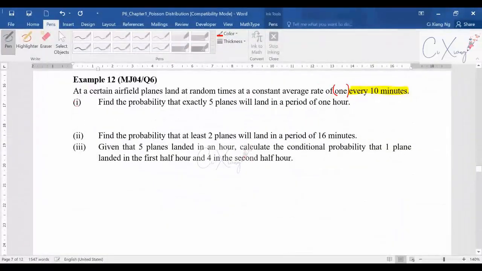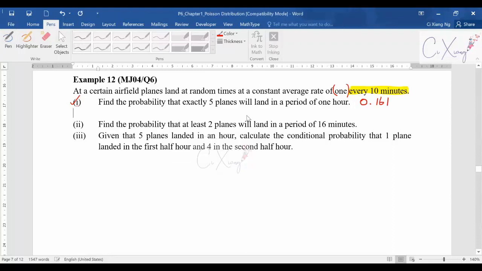First, they want you to calculate the probability that exactly 5 planes will land in a period of 1 hour. They give you the interval for 10 minutes and they want you to calculate the probability for 1 hour. This question is not hard, so I will let you try on your own. The answer should be 0.161. So this is what we have for part 1.